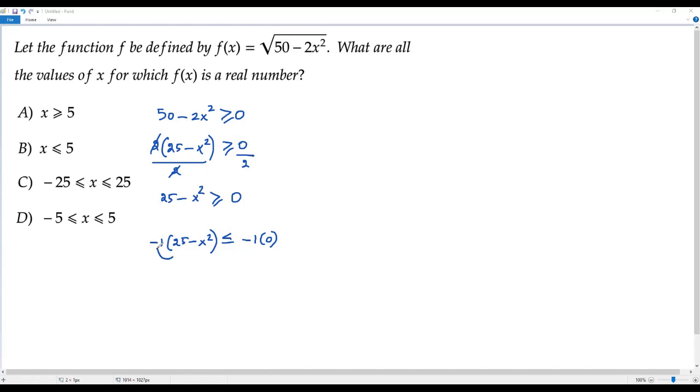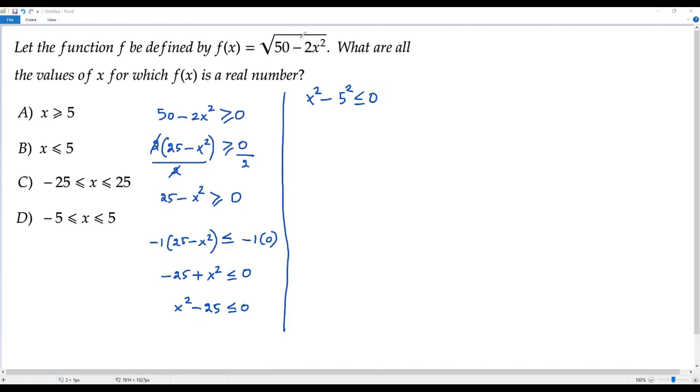Now I can distribute this negative 1 to the 25 and negative x squared. When I do so, I get negative 25. Negative times negative becomes positive, so 1 times x squared is x squared, less than or equal to 0, since 0 multiplied by any value is still 0. We can write the positive x squared first, then negative 25, less than or equal to 0. Now let me continue: x squared minus, and we can write 25 as 5 squared, less than or equal to 0.